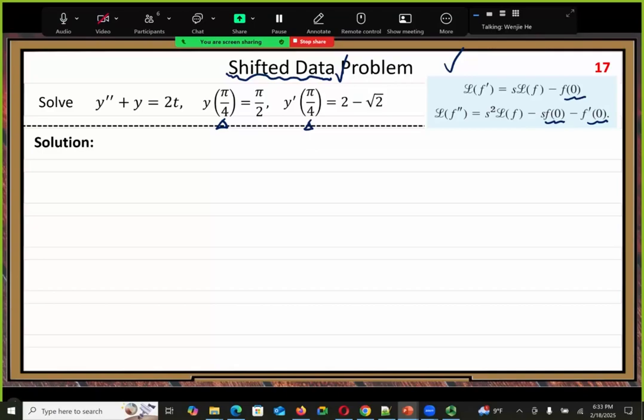This example is relatively hard to understand, and today I already spent a lot of time on the previous two examples, so I want to leave this relatively hard example for next time. Next time at the beginning, I will explain this shifted data problem. So now I just jump to part D for a new topic.